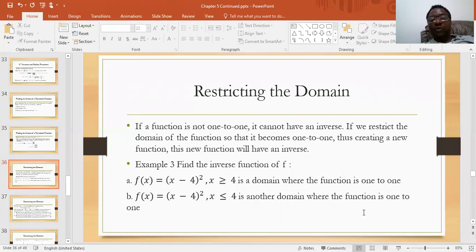For example, if we want to find the inverse of the function f of x equal to (x minus 4) squared, (x minus 4) squared is a parabola which is one-to-one on each side of the vertex at x equals 4. So either we take the side where x is greater than or equal to 4, or we take the side where x is less than or equal to 4.